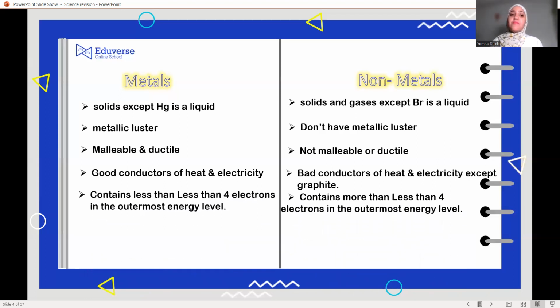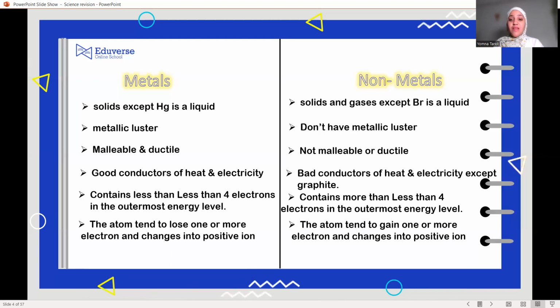Okay, as we said, metals contain less than 4 electrons in the outermost energy level, while non-metals contain more than 4 electrons, 5, 6, or 7. What about 8? Do you remember? 8 means that this one is inert or inactive gas.